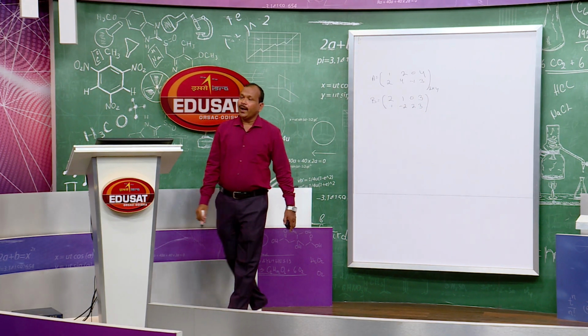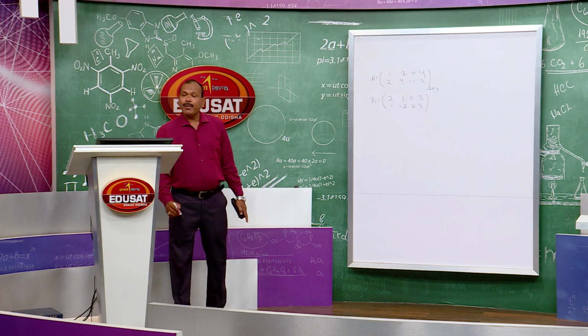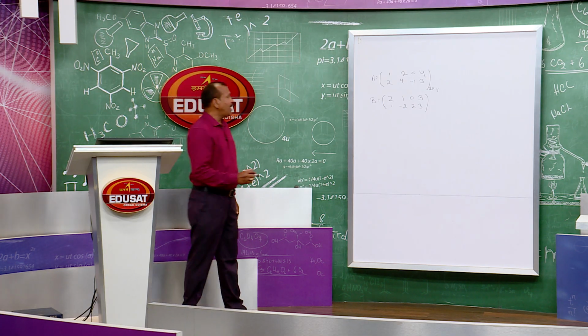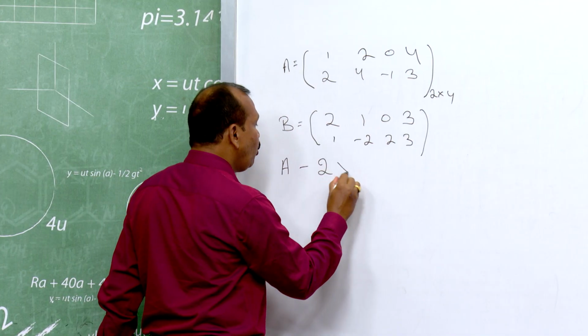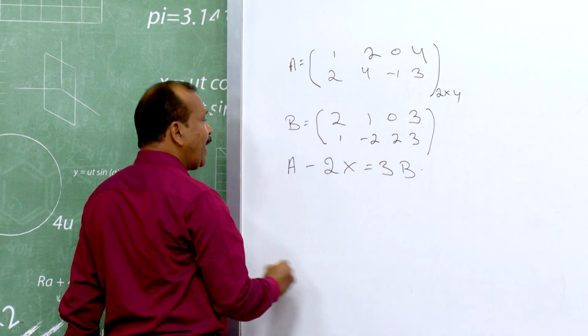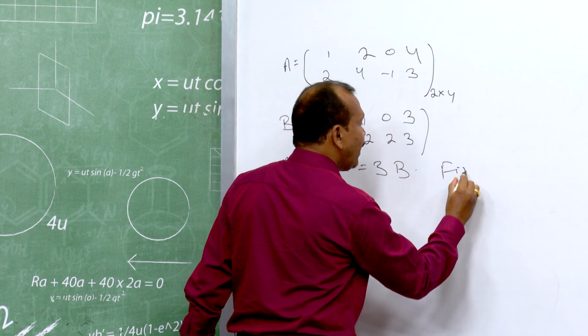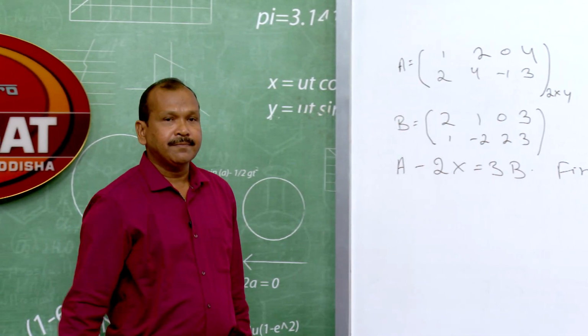We have to find X. Both A and B are 2 cross 4 matrices. We have to find X such that A minus 2X is equal to 3B. Find the X matrix.